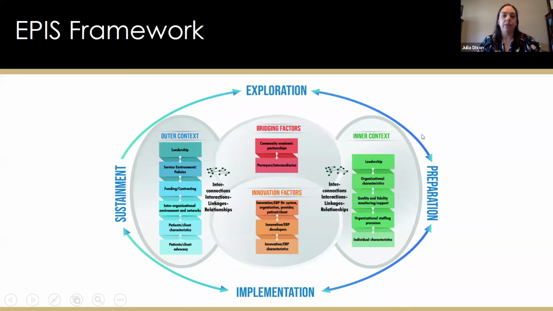Within that EPIS cycle is the inner context, the outer context, and bridging factors, which in academic medicine often means a relationship between a university and a Ministry of Health, or a university and an NGO, or a university and another sort of grant agency. And then for educational interventions in particular, innovation factors can be very important. So who is delivering the content or how you're delivering that educational content.